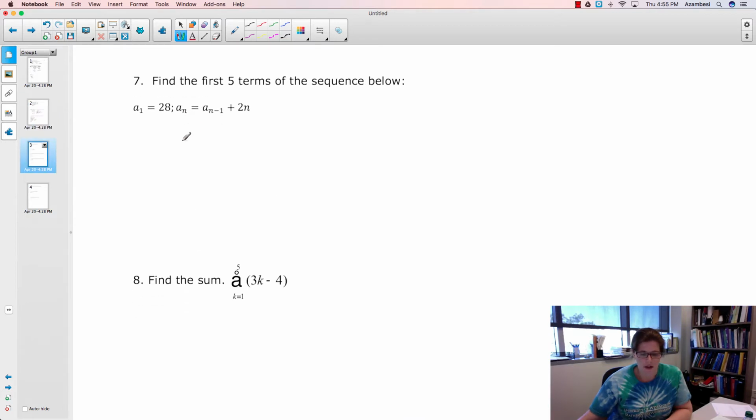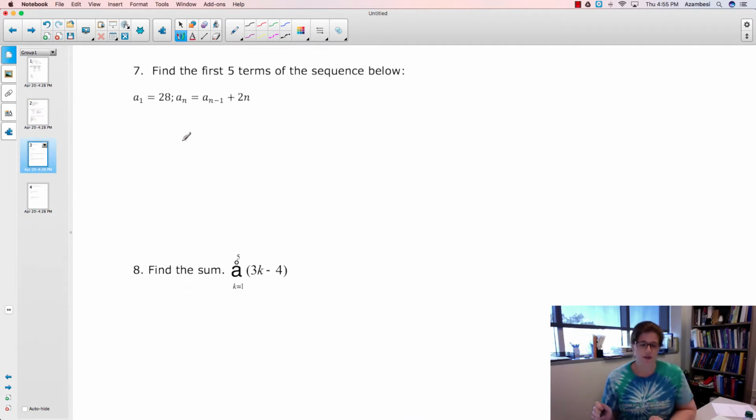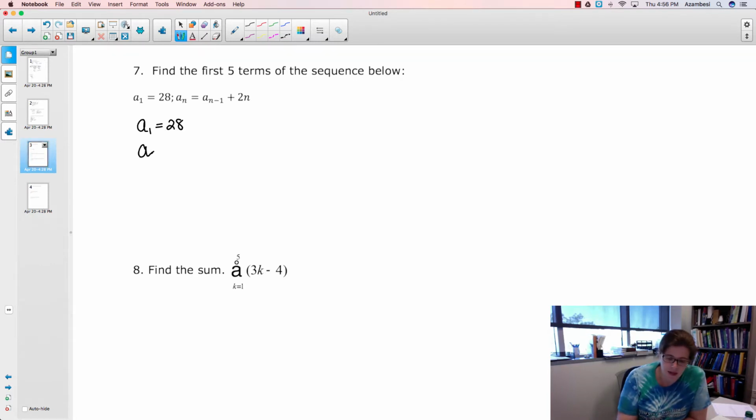You also have to find some terms of a recursively defined sequence. So remember, those are the ones that use the previous term to define the next term. So A1 is given. It's 28, and for A2, we use this AN formula, where AN minus 1 means the term prior. So if I'm looking for A2, then that would be A1 plus 2N, so 2 times 2, and 28 plus 4 gives me 32 for A2.